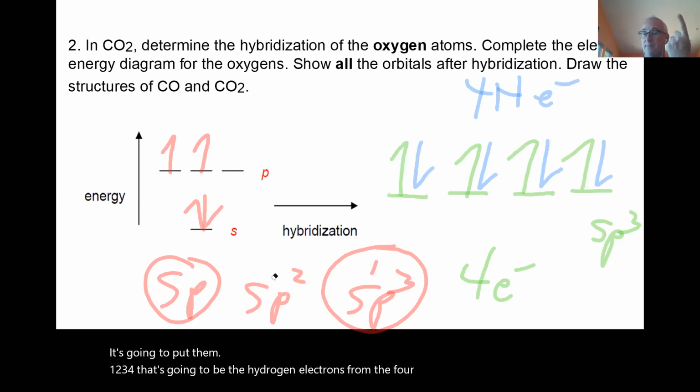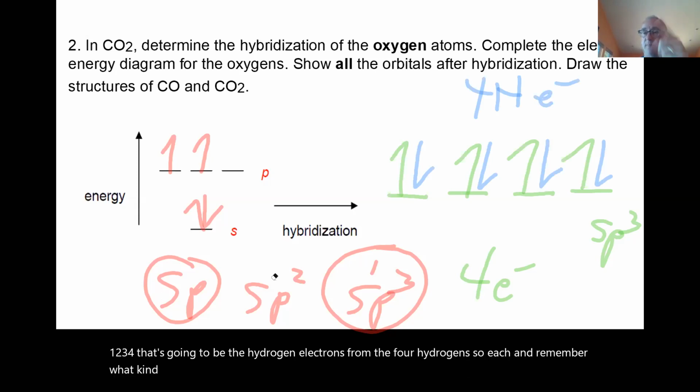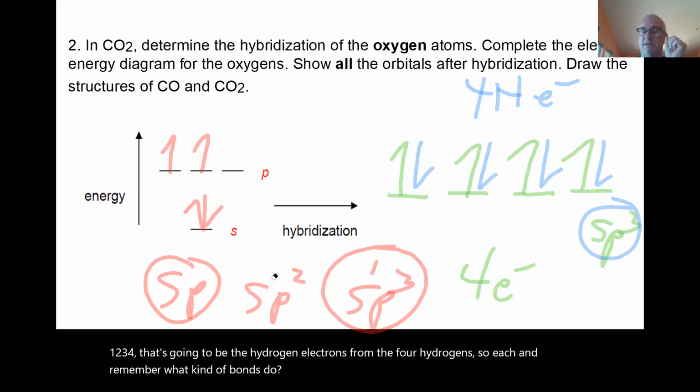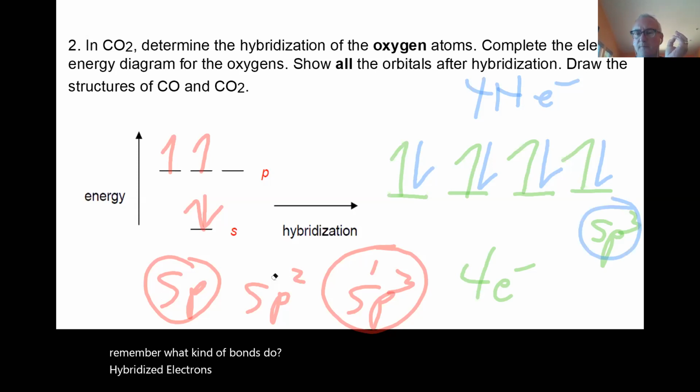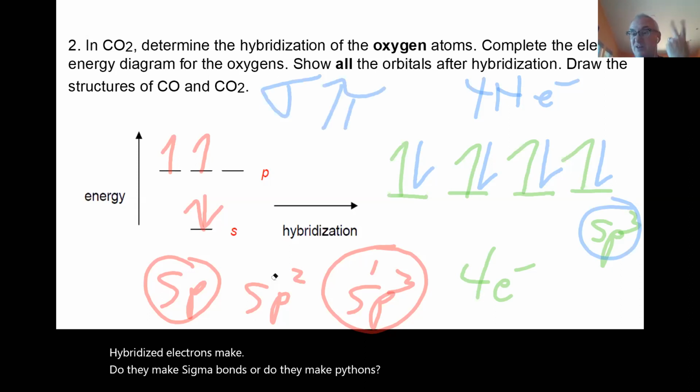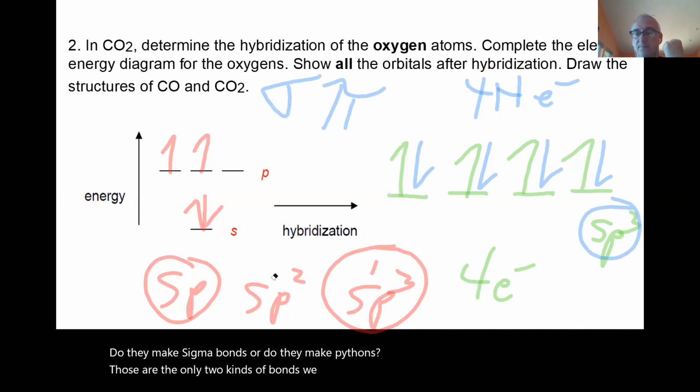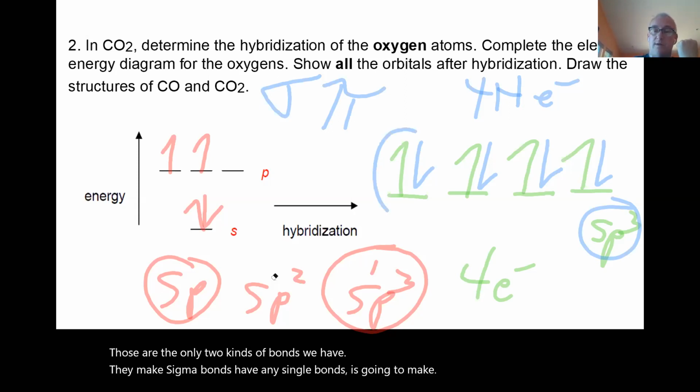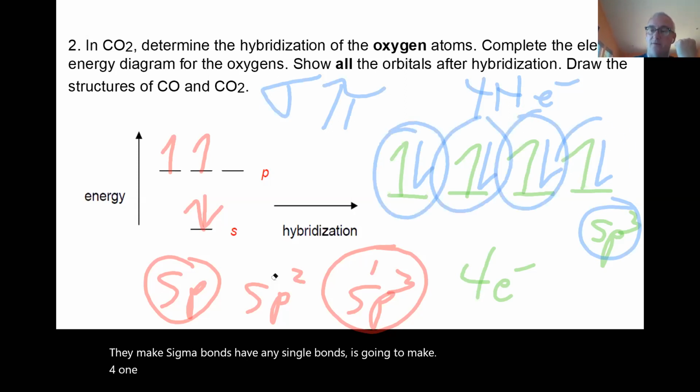And remember, what kind of bonds do hybridized electrons make? Do they make sigma bonds or do they make pi bonds? Those are the only 2 kinds of bonds we have. Sigma. They make sigma bonds. So how many sigma bonds is it going to make? 4. 1, 2, 3, 4.